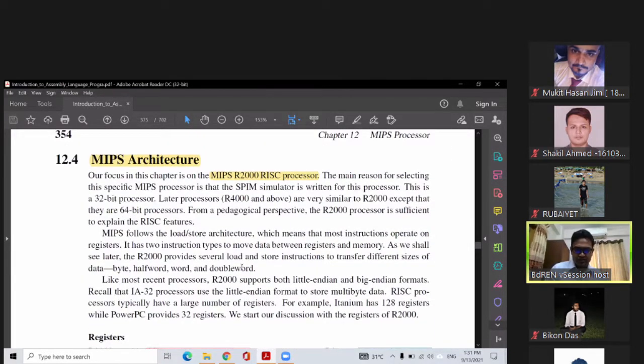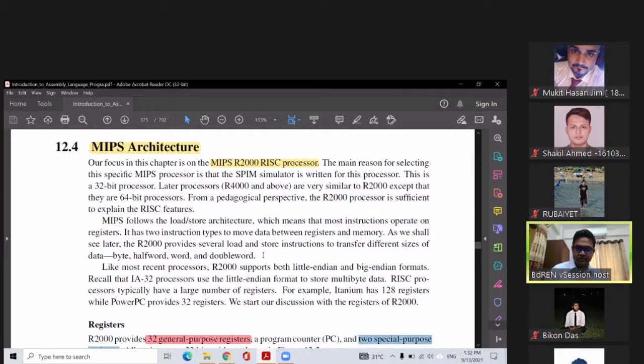MIPS R2000 processors are generally used in your router, in your access point, the smaller devices, or the modems, those kinds of devices.